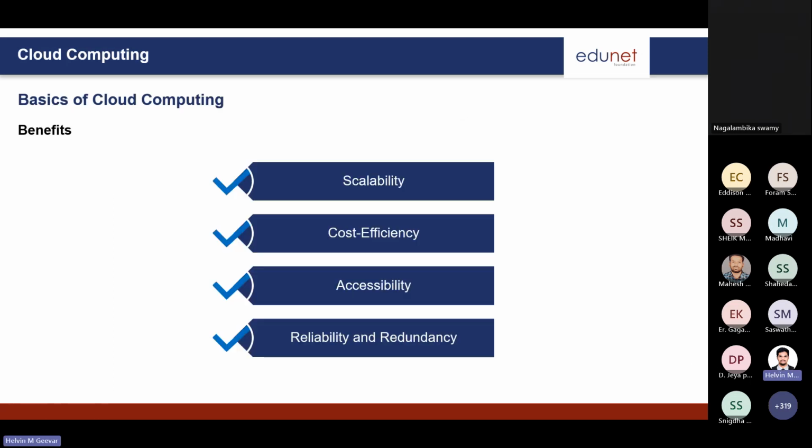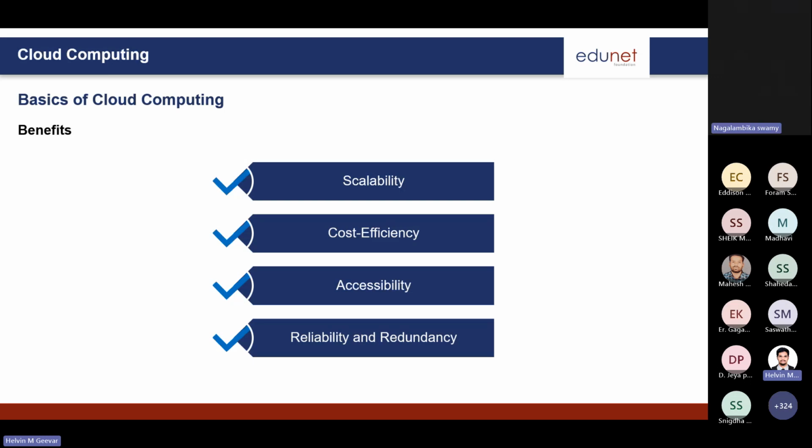So scalability, cost efficiency, accessibility, reliability, and redundancy. Cost efficient, obviously, we don't have to spend a lot of money in the beginning. You have to pay only as much as you use, so it's going to be cost efficient compared to traditional systems. Accessibility, I told you, you can access from anywhere, any kind of device. You can access from a mobile, an app, a tab, from any country.